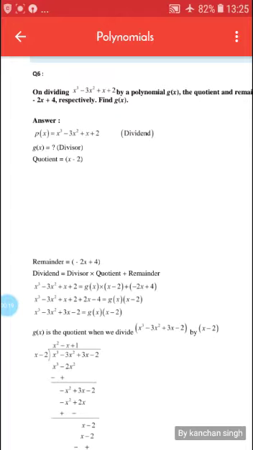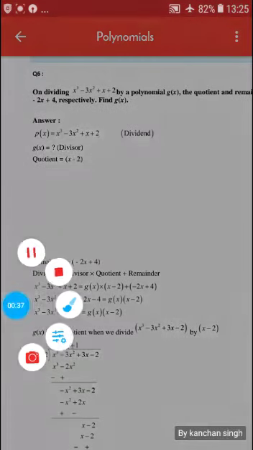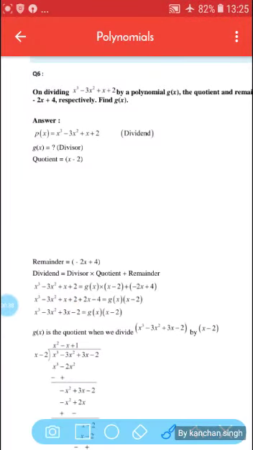See, just read the question again. On dividing x cube minus 3x square plus x plus 2 by a polynomial g(x), the quotient and remainder were x minus 2 and minus 2x plus 4 respectively. Find g(x). Now see, to find this, first we have to write what is given and what we have to find.